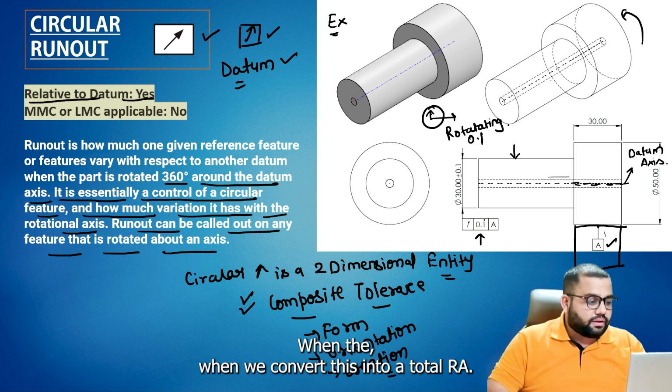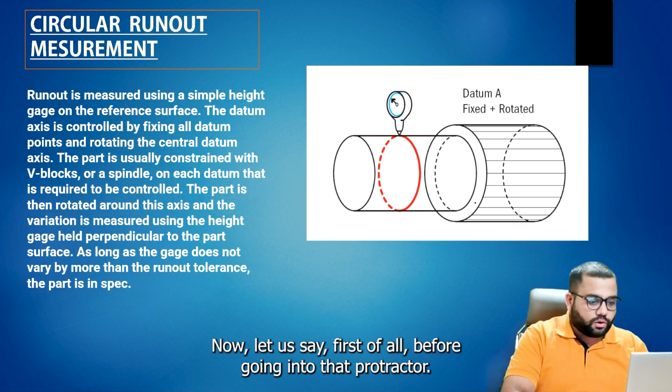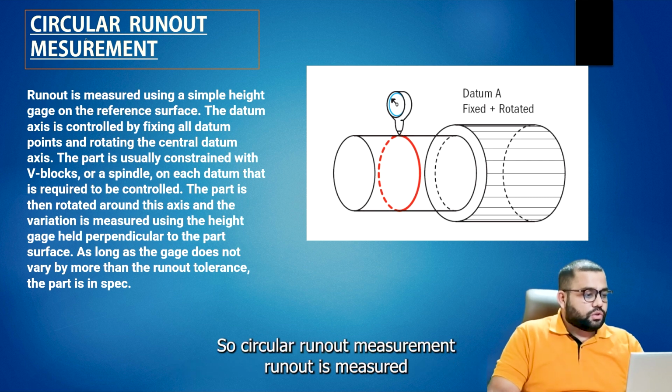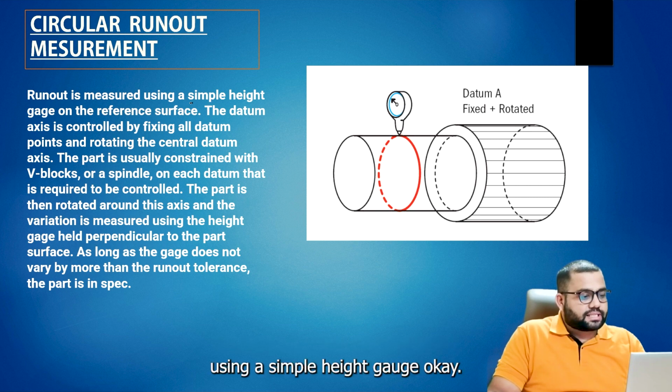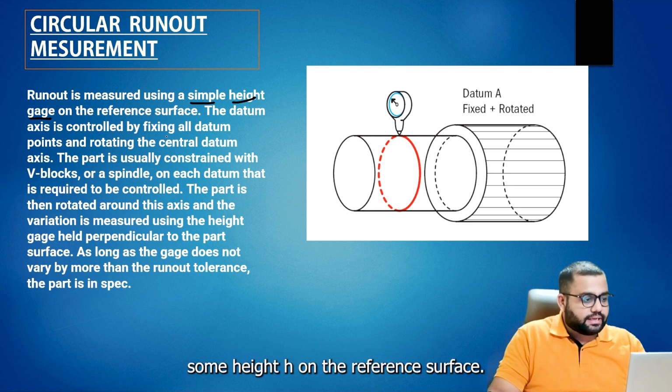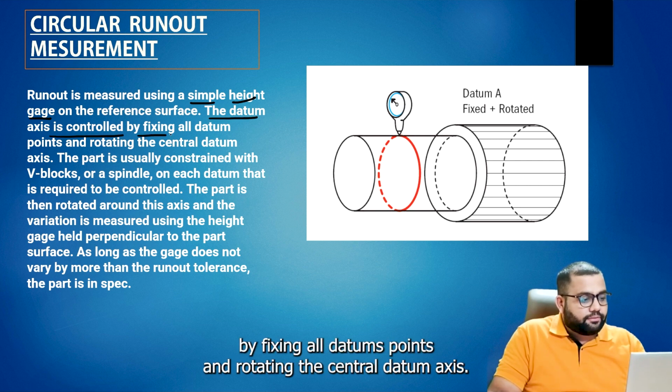Before going into the total runout, I will show you the measurement. Circular runout measurement: runout is measured using a simple height gauge. Let's say this dial indicator is fixed on a height gauge on the reference surface. The datum axis is controlled by fixing all datum points and rotating about the central datum axis.